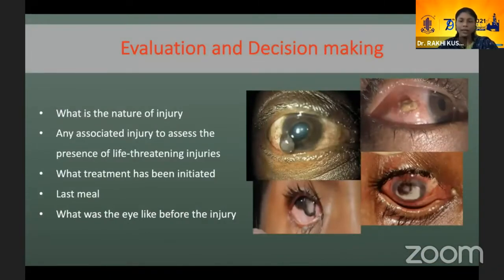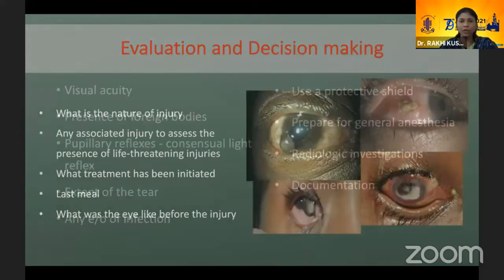Coming to evaluation and decision-making, before proceeding to surgery, we need to know what kind of injury we are dealing with, like penetration, perforation, or laceration. We always need to prioritize life-threatening injuries over the ocular trauma. We need to keep a history of what treatment the patient has been initiated on before coming to us. Since this patient requires general anesthesia for perforation repair, we should keep a record of the last meal. And since these patients have a lot of medico-legal issues, we should know the condition of the eye before the injury, and we should document it.